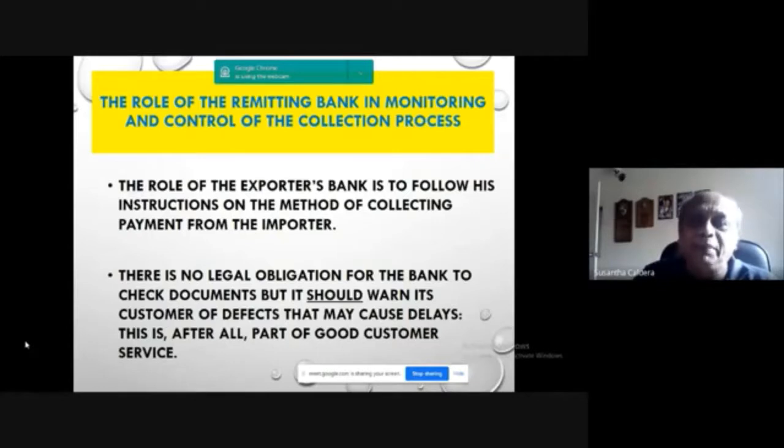The role of the remitting bank in monitoring and control of the collection process. The role of the remitting bank in monitoring and control of the collection process, right?